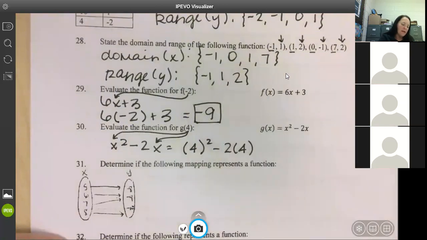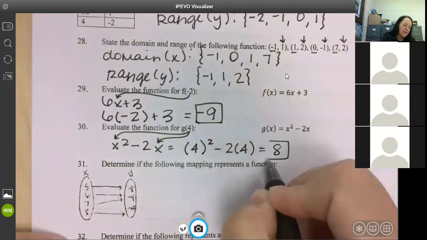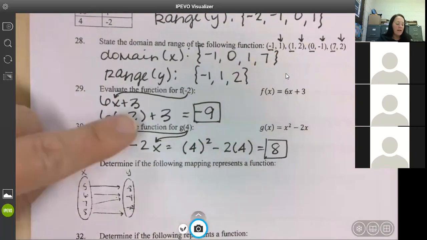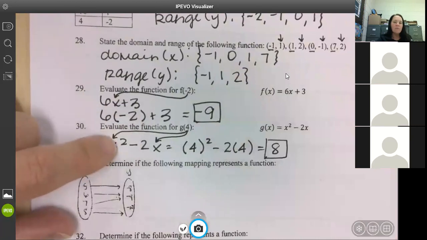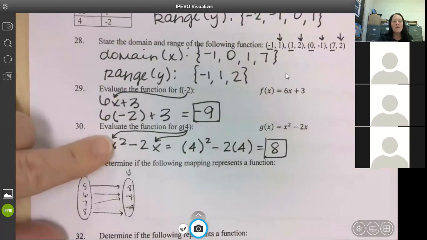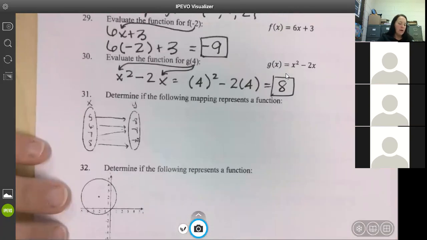8. Y'all, that's it. That's how you plug in. If you plug in a negative here, you need to make sure you put those parentheses. I think it's a negative on your test. Put those parentheses. All right.